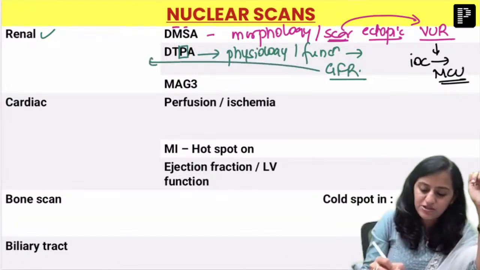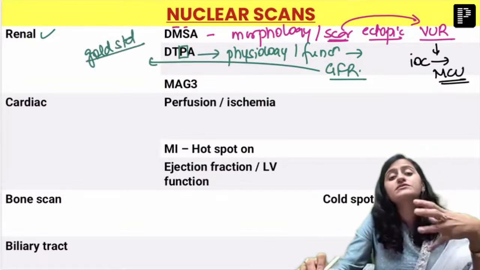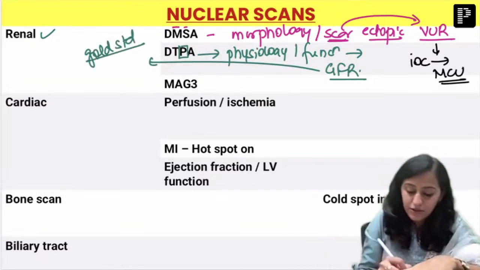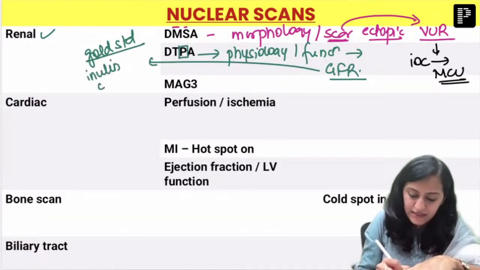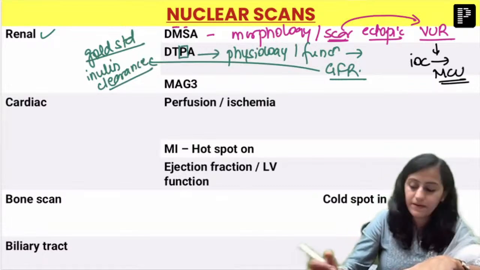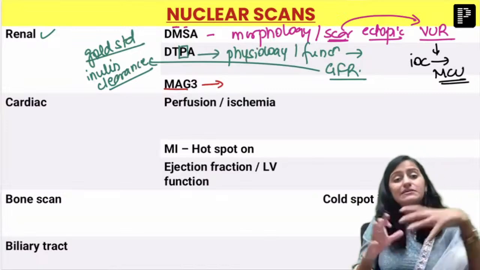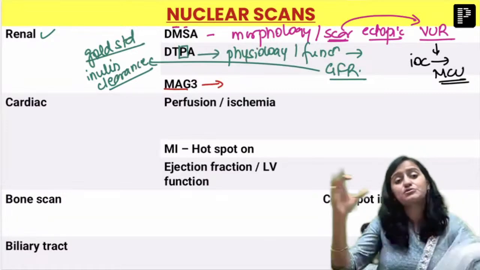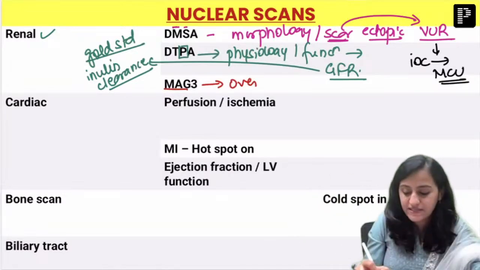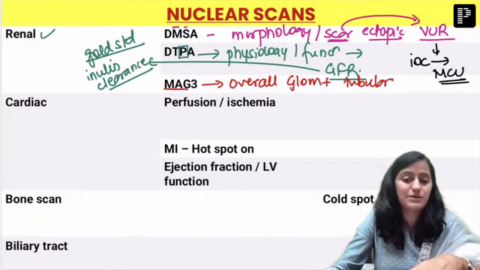Next question is, can you tell me the gold standard investigation for GFR? What is the gold standard for measuring the GFR? The gold standard is inulin clearance test. Okay, so remember that DTPA is for GFR. MAG3 is like a magnificent scan, helping you to see the overall function of the kidney, right? That is glomerular also plus tubular also. That is where MAG3 helps.